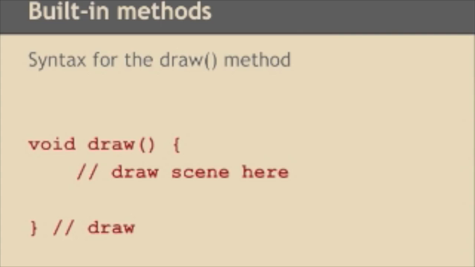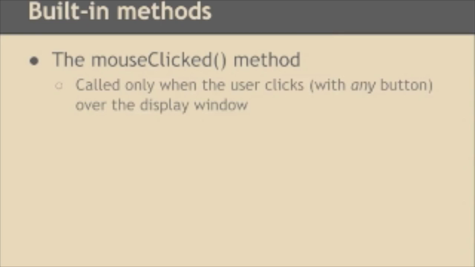All right, another one. So setup happens at the beginning and then never again. Draw happens 60 times a second or so as the draw method is executed. The mouse click method, on the other hand, is only called when the user clicks a mouse button over the display window. Okay, and it works with any of the mouse buttons. So it doesn't matter if you have a Mac that has one mouse button, or a PC that's got two, or a Linux box that's got three.